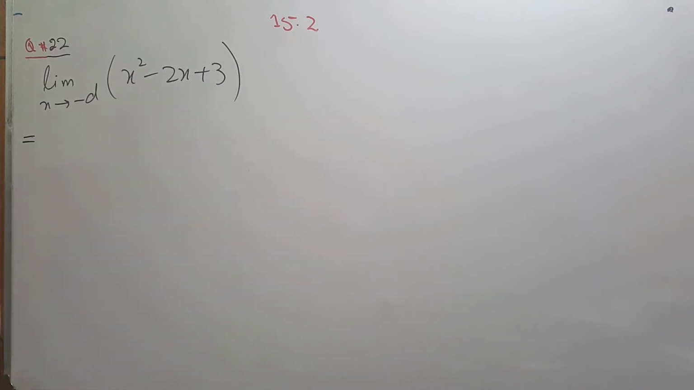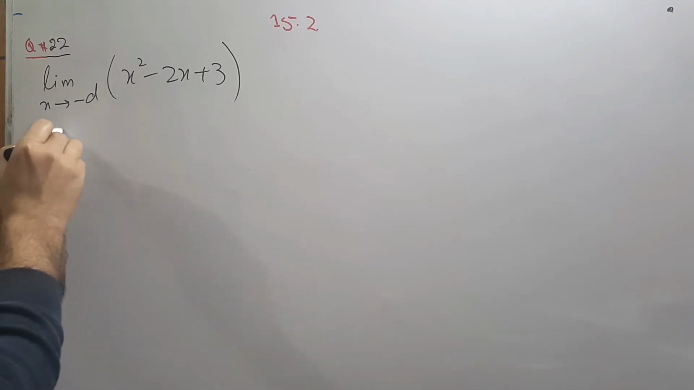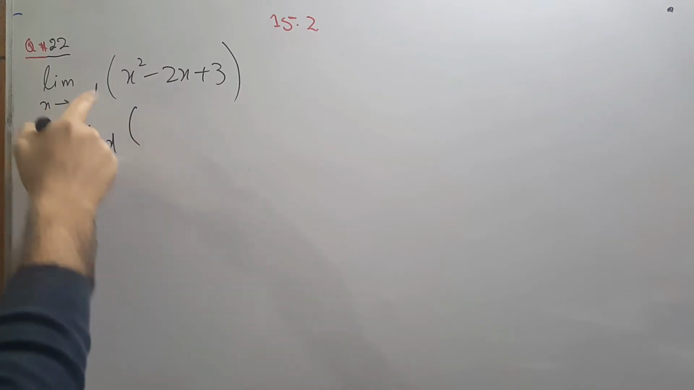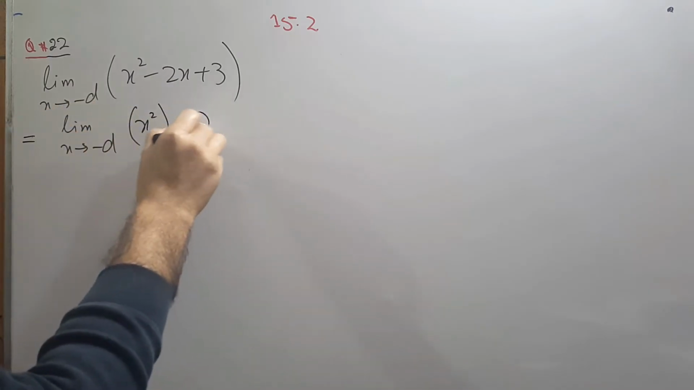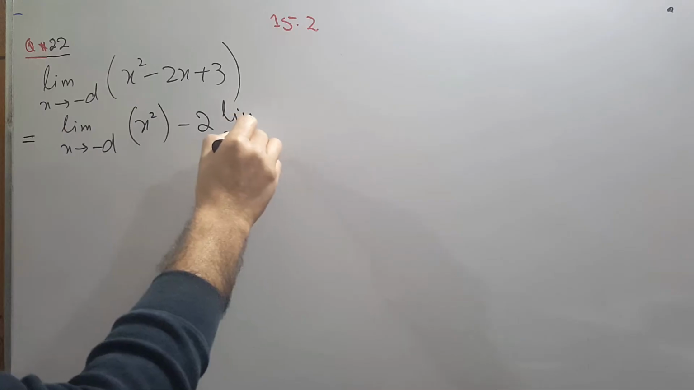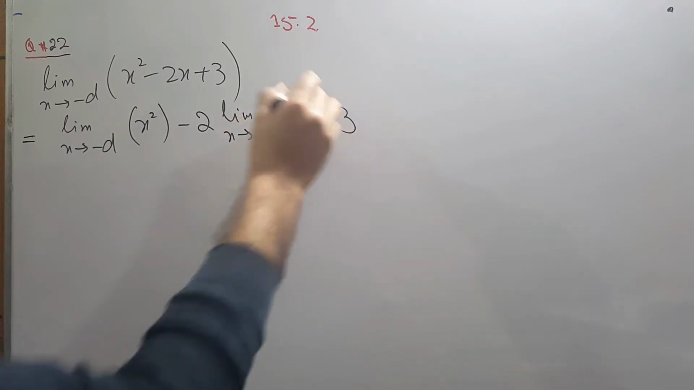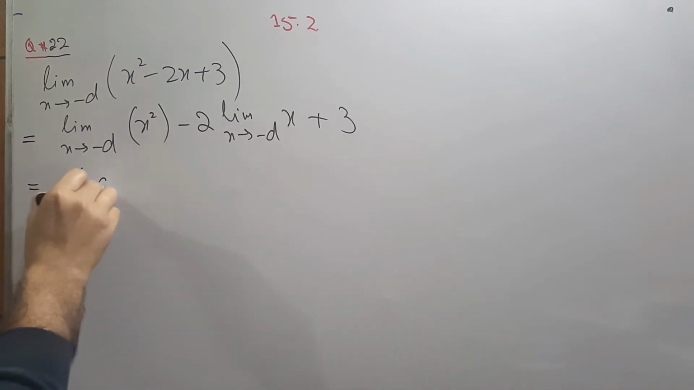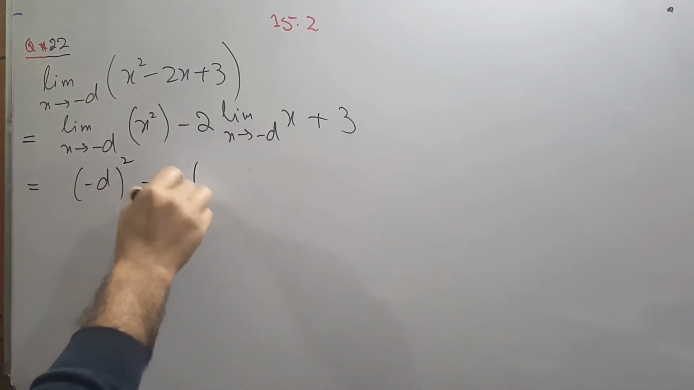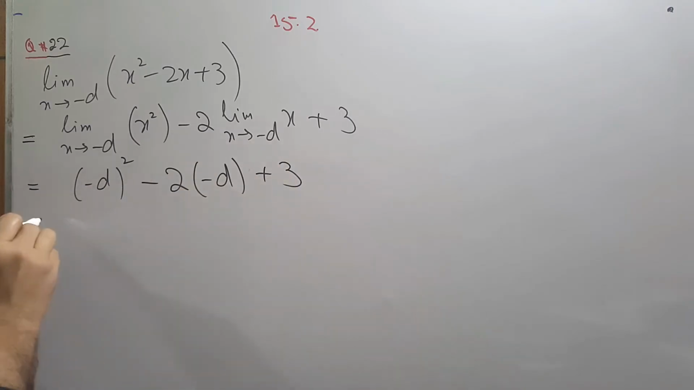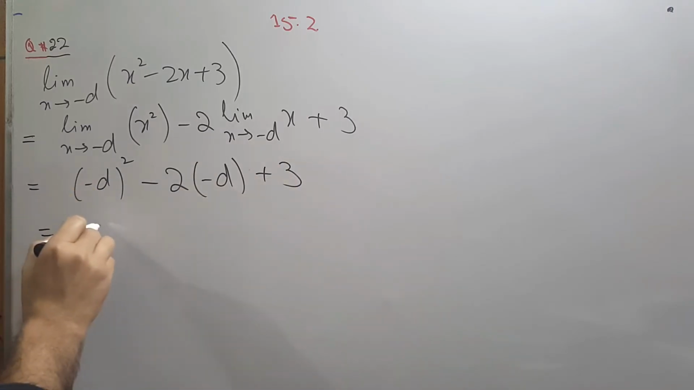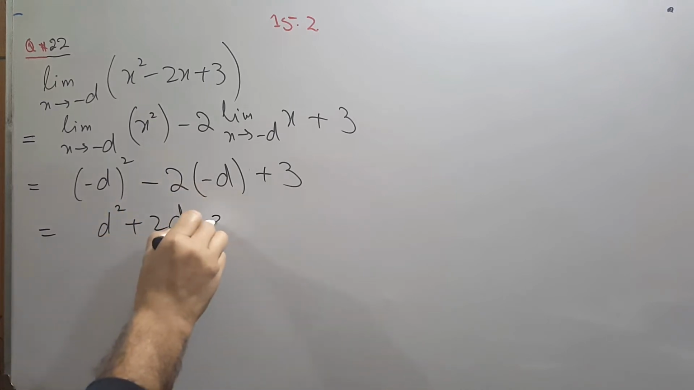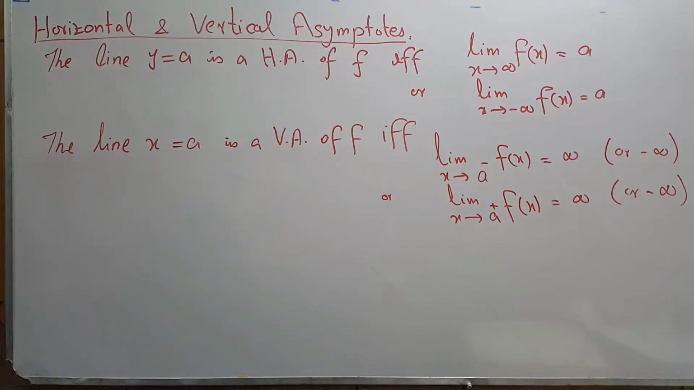Now this is the last question of these types of questions. So again, you apply the limit on each of the parts separately. Limit x approaches minus d of x. And 3 is a constant, so we don't apply the limit on that, you just get the same value. Minus 2 times minus d and plus 3. So minus d times minus d is d square, and minus minus gives you a plus, so plus 2d and plus 3, and that is the answer.